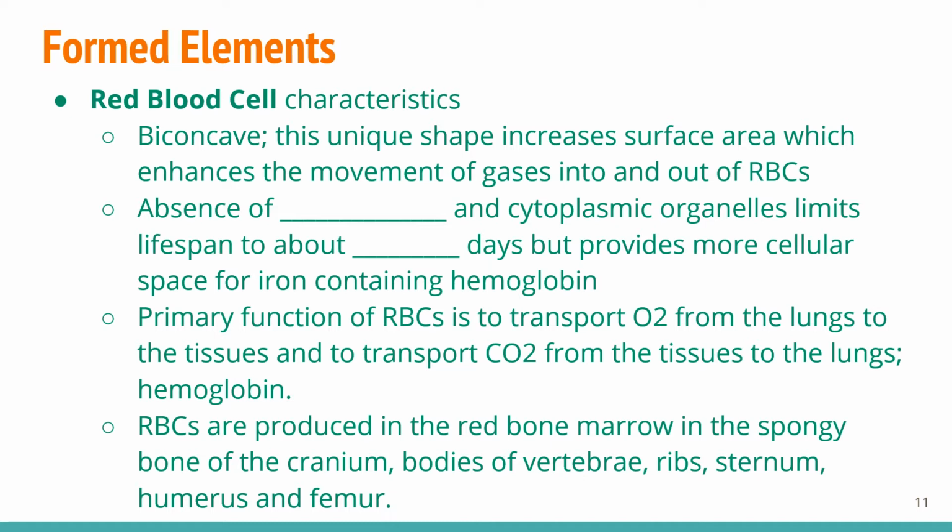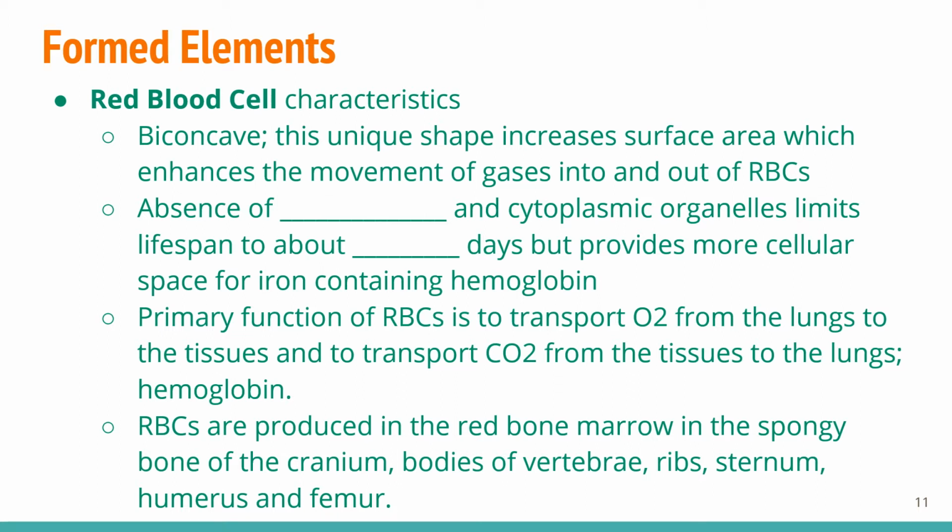So again, the primary function of the red blood cell is to transport oxygen from the lungs to the tissues, and to help carry the CO2 from the tissues back to the lungs. Okay, so that's the hemoglobin part of the red blood cells. Red blood cells are produced in the red bone marrow, in the spongy bone of the cranium, the bodies of the vertebrae, ribs, sternum, humerus, and femur. Okay, so that's where your red blood cells are produced.